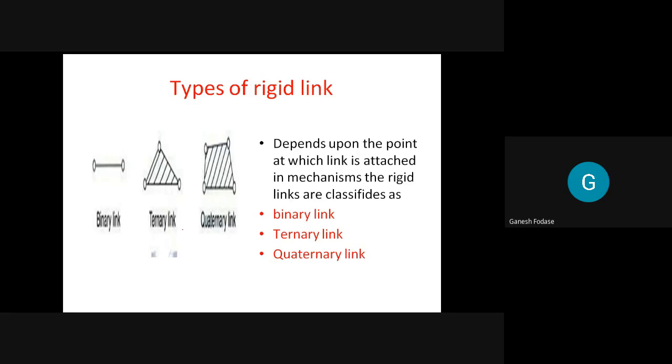Now types of rigid links. What is a rigid link? Can anyone repeat? The link which cannot deform. Yes, it will not deform under the action of forces. That link is called a rigid link. Now, depending upon the point at which this link is attached in a mechanism, the rigid links are classified into three types. You can see the first one here.